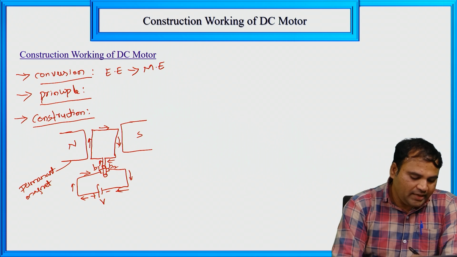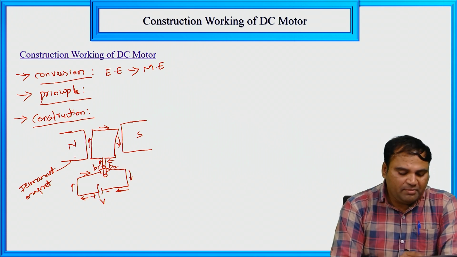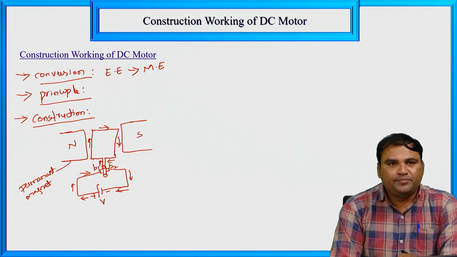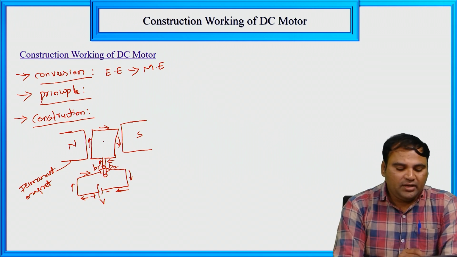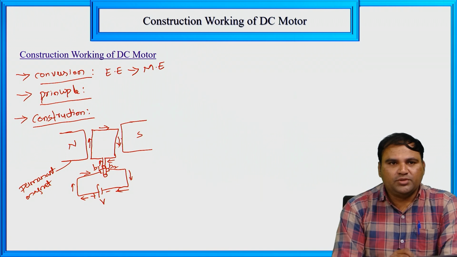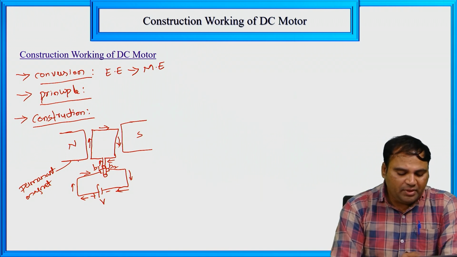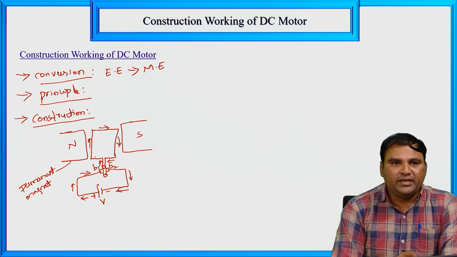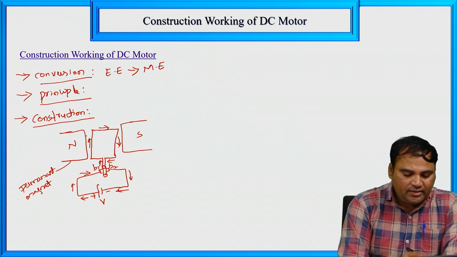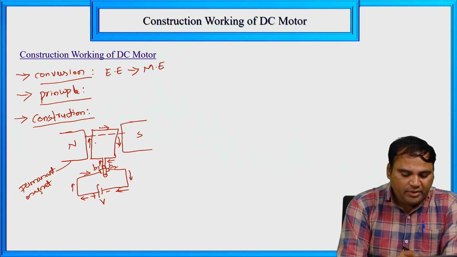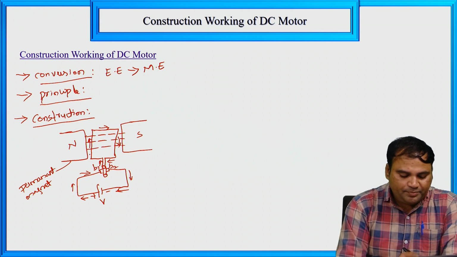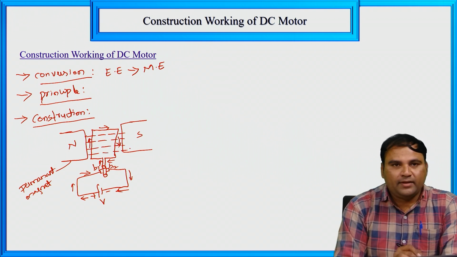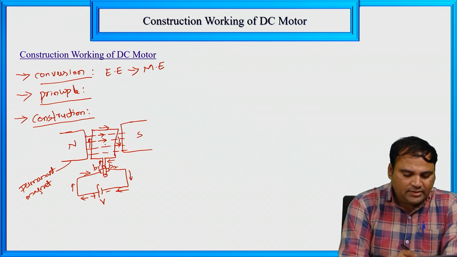Due to the reaction between this permanent magnet and copper coil, some amount of flux will be induced from the north pole to south pole. Here is the flux.